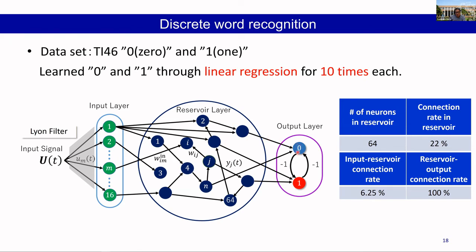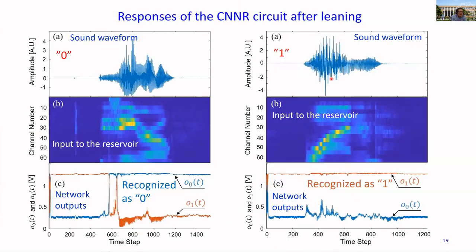Again, we have 2 neurons, 0 and 1, as an output layer, and those neurons are connected with mutual inhibition like this. So the network runs 0 and 1 with a linear regression for 10 times each, 0, 0, 0 and then 1, 1, 1, like that. Then after that, we input the sound waveform, like this is 0. This is an actual input to the reservoir, and those are the outputs of neuron 0 and 1. Okay, so here the input comes, then the neuron which should show this is 0 goes up, and finally neuron 0 recognized it as 0.